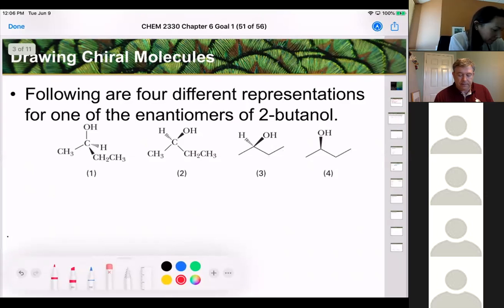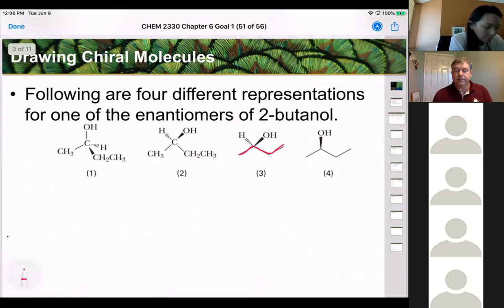All of these zigzaggy lines are in the same plane. And so that means that the outward facing, the solid wedge, is coming out at us, and the dashed wedge goes behind the page. So in number 3 here, I think it's easy to see that if those carbons are all in the plane, that OH is sticking out at us and that hydrogen is sticking back, okay?